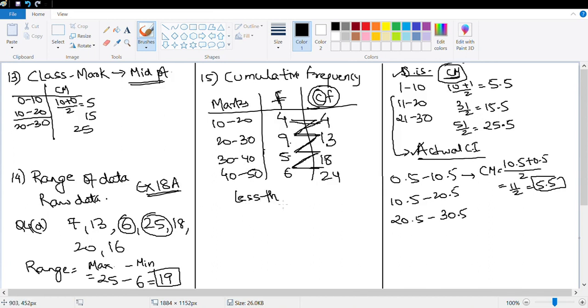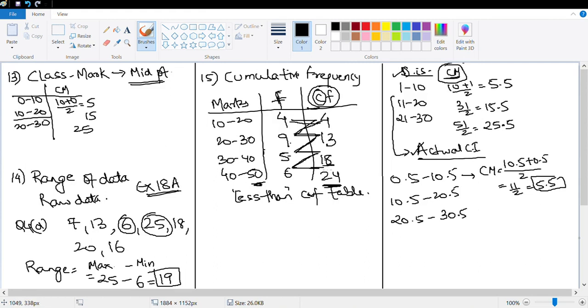This table that I have just shown you right now can also be written in the form of a less than table, a less than cumulative frequency table. Now what does less than mean? If I look at this table, all 24 students scored less than 50 marks. Is this clear? Yes, 24 students scored less than 50 marks.